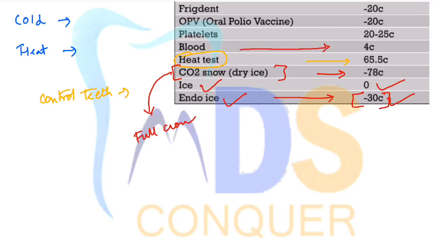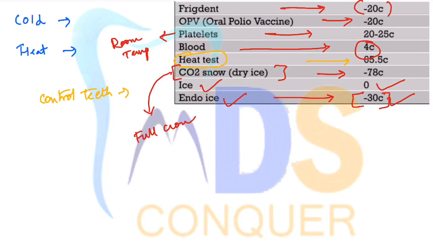They can also ask you, blood is stored at a temperature of, a peculiar question when you're talking about physiology, that is 4 degrees centigrade. They can ask you, platelets are stored at a temperature of room temperature. So the room temperature is 20 to 25 degrees centigrade. They can ask you, oral polio vaccine is stored at a temperature of minus 20 degrees centigrade. Freezident is again a type of cold test, and the temperature is minus 20 degrees centigrade.